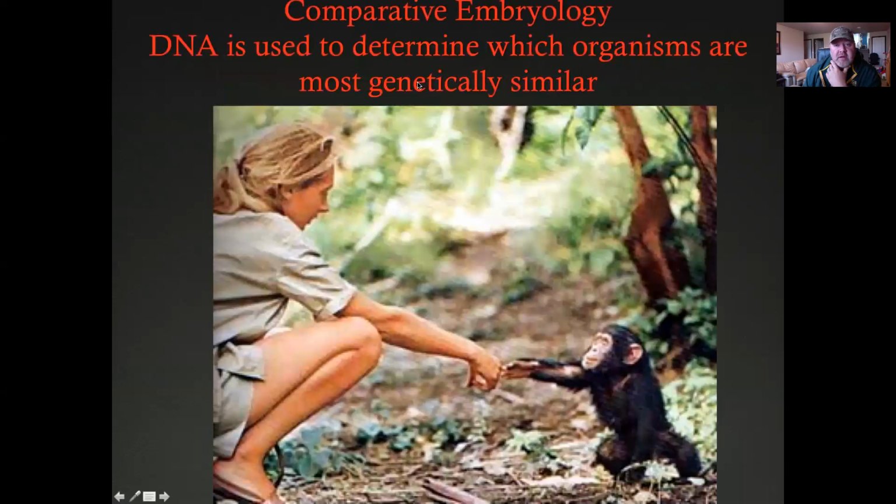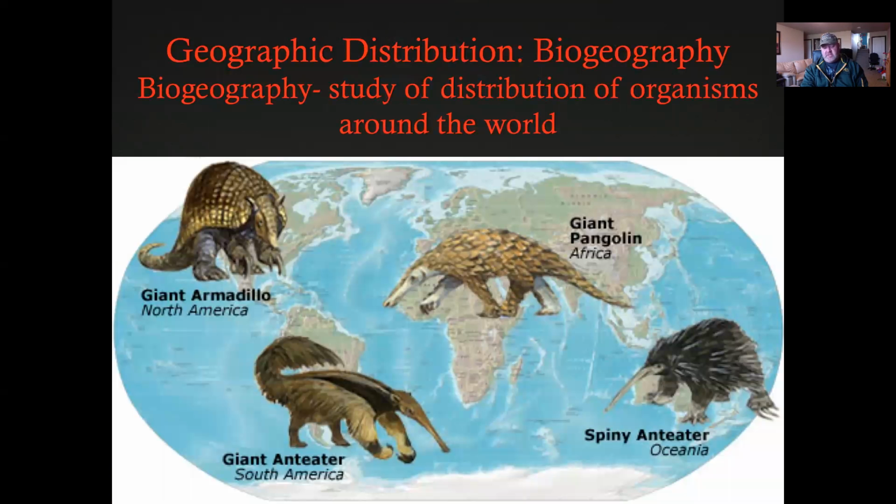This is comparative embryology, and that's when we use DNA. I'm sorry, that shouldn't say embryology. Anyway, so DNA gets used to determine which organisms are the most genetically similar. Like humans and chimpanzees have very, very similar DNA, okay?